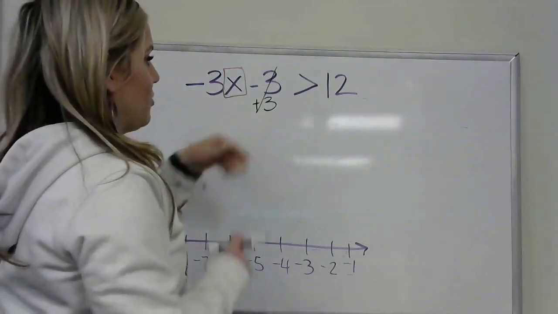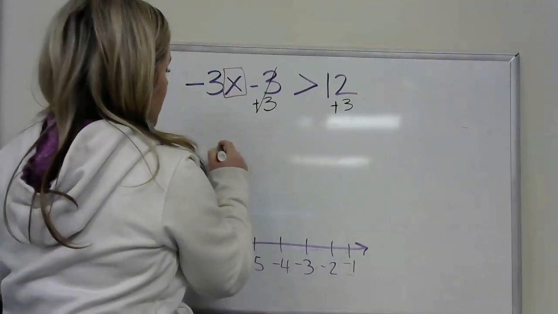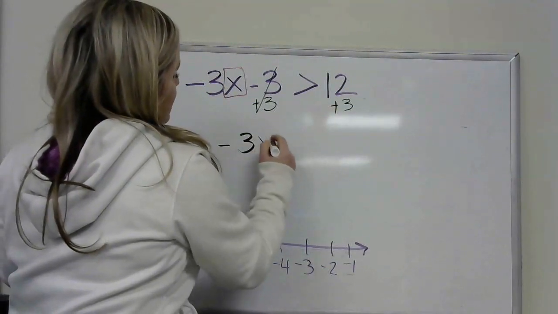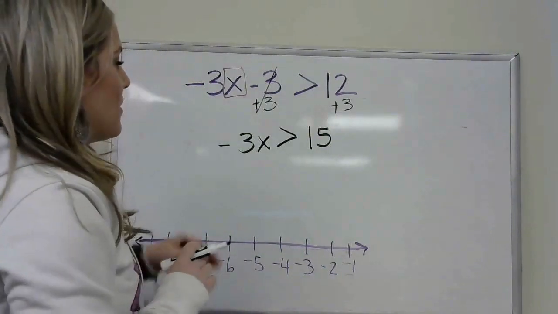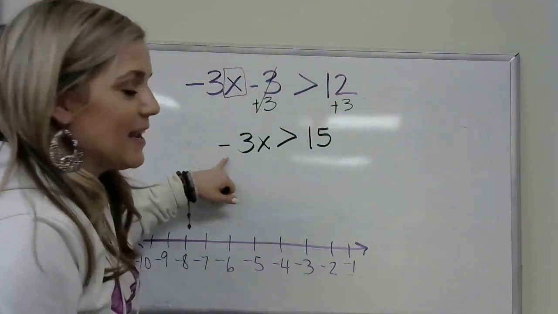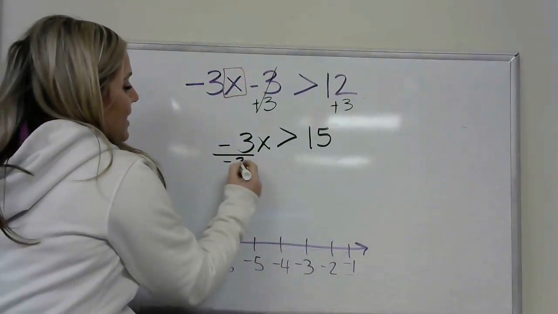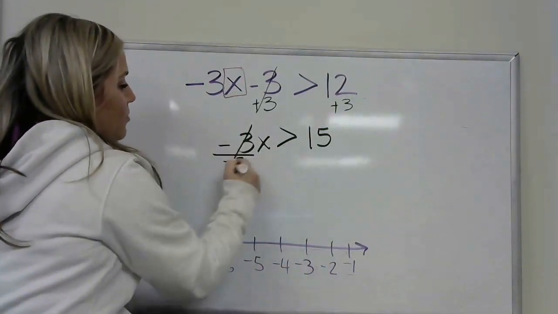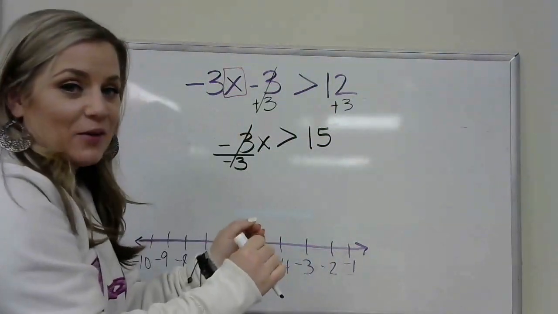All right, so I'm adding 3 here, so I've got to add 3 over here, and we know 12 plus 3 is 15. So we have negative 3x is greater than 15, okay? Now I need to get rid of this negative 3x. This is just like what we just did. I'm going to divide by negative 3, and negative 3 divided by negative 3 is 1, which is what we want because 1 times x is x.